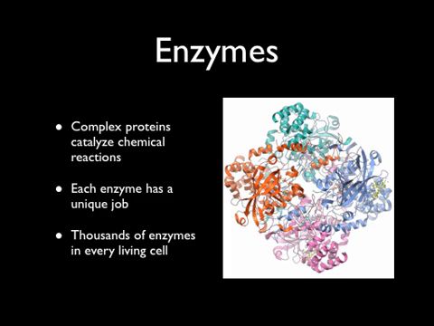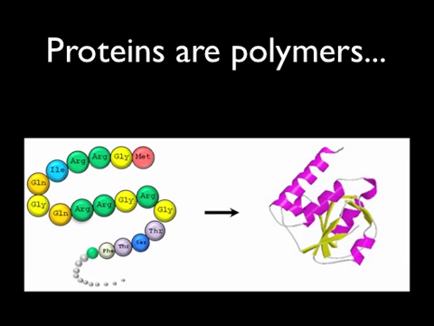And so, as a result, every cell in your body has to have thousands of enzymes in them in order to do the thousands of things that those living cells do on a daily basis. Proteins are polymers, which means they're large molecules made up of smaller parts, and specifically the smaller parts that they're made up of are amino acids.